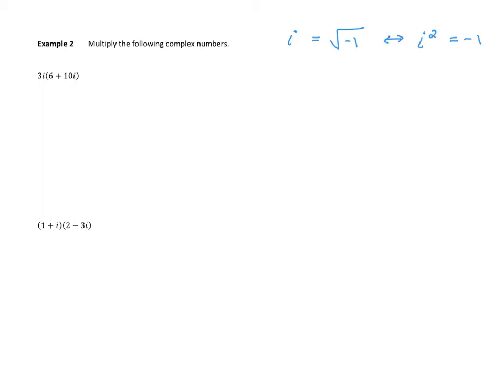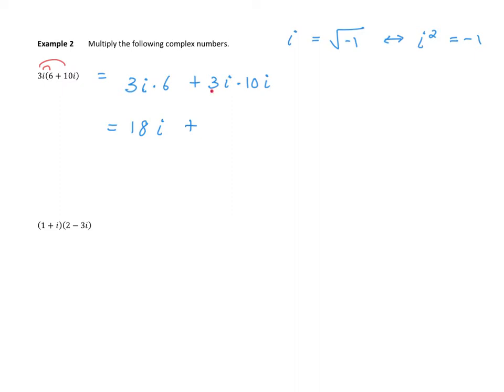The way you do that is by, well, you'd have to distribute the 3i into the parentheses. So this becomes 3i times 6 plus 3i times 10i. If I look at this first piece, everything's being multiplied together. I know 3 times 6 is 18. And I have i there as well, and that's it. 3 times i times 6 is 18i.